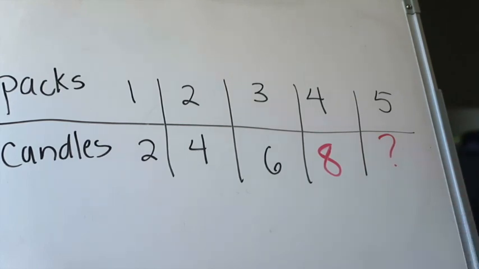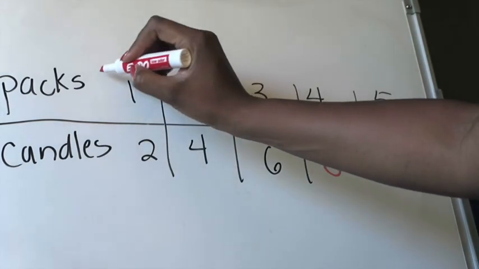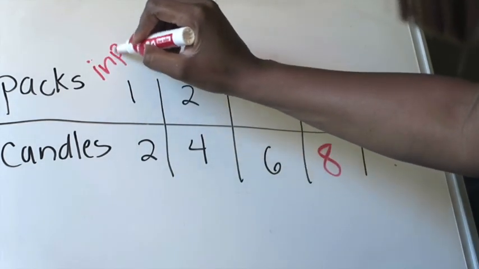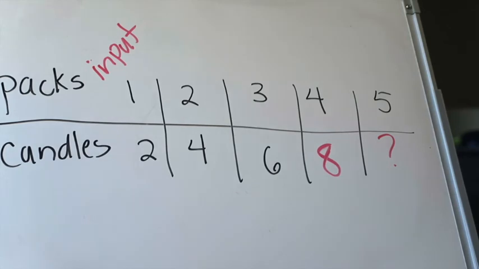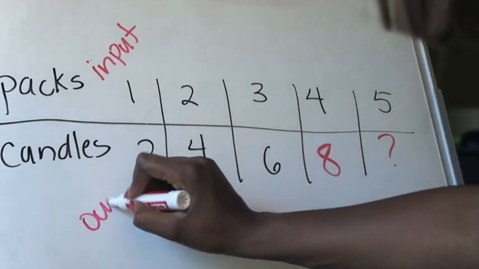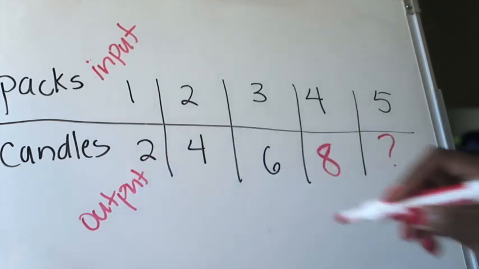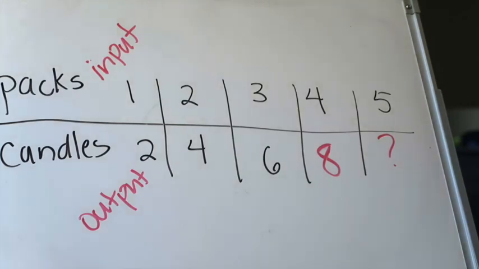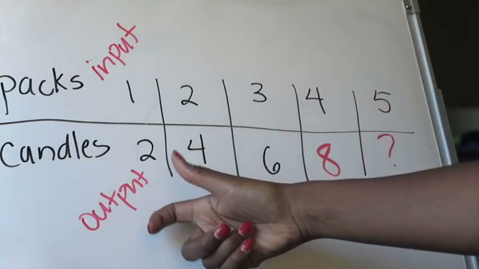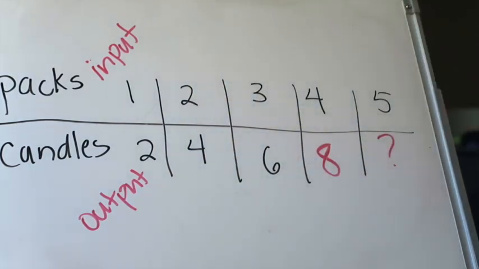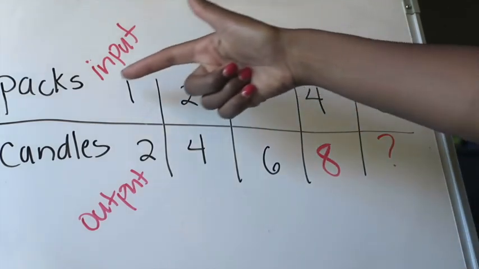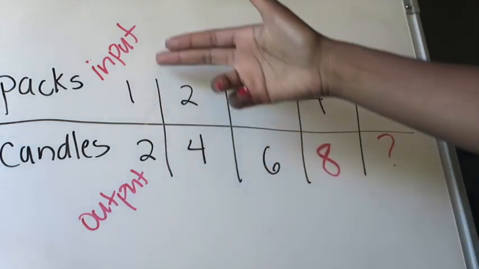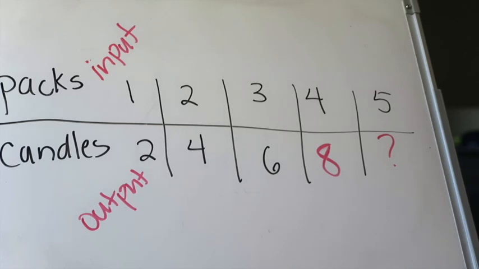Now, if I said, well, I'd rather look at the pattern when I'm looking at my input, which would be packs. So the input values would be packs. The output values would be candles. And remember or recognize that your output is going to depend on your input, okay? So that means now instead of going across, I'm looking from top to bottom and trying to see if I can find a pattern there.